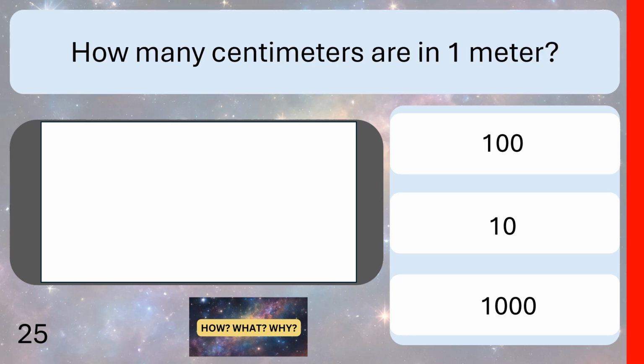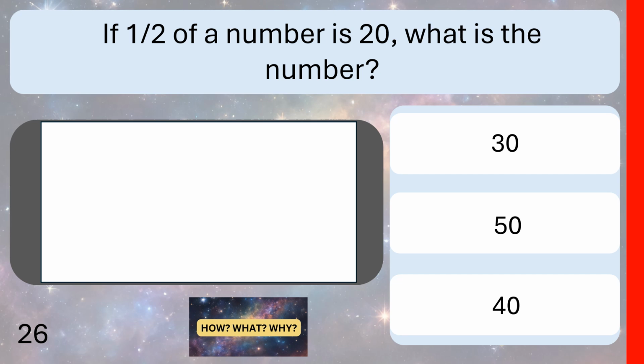Question 25. How many centimeters are in 1 meter? Is it 100, 10, or 1,000? And the correct answer here is 100. Being that a century is 100 years, a centimeter is 100th of a meter.